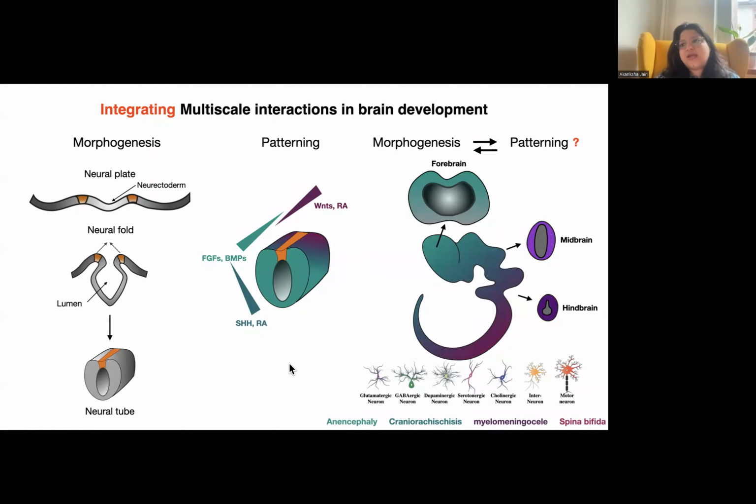So the question that I took up and found very interesting is to figure out how these multi-scale interactions are integrated and what the dynamics of these processes are over time.